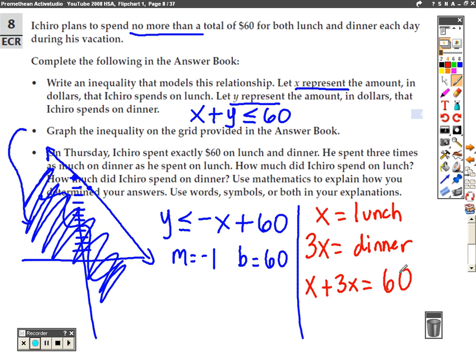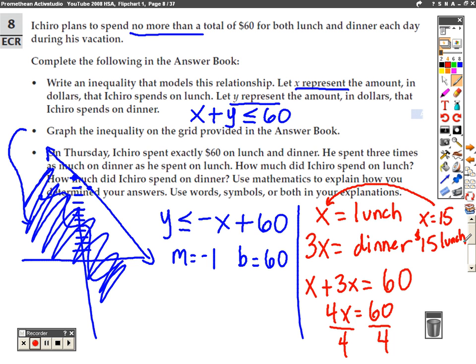So to solve this equation, we're going to combine like terms and get 4x equal to 60. Divide both sides by 4, and x is equal to 15. Now remember, x represents the amount that he spent on lunch, so he spent $15 on lunch. And then to figure out how much he spent on dinner, we're going to substitute 15 in place of x here. 3 times 15 is $45 that he spent on his dinner.